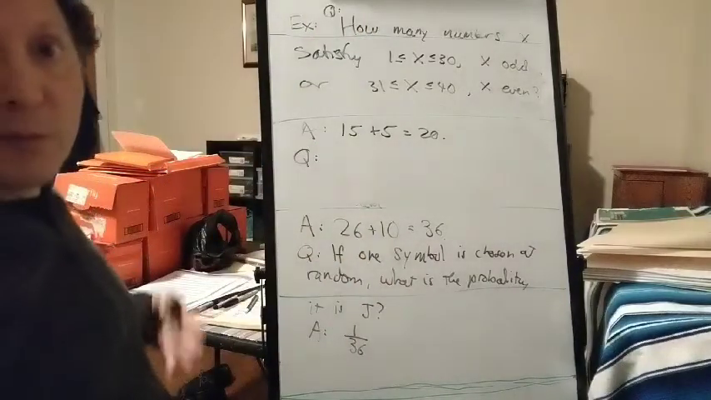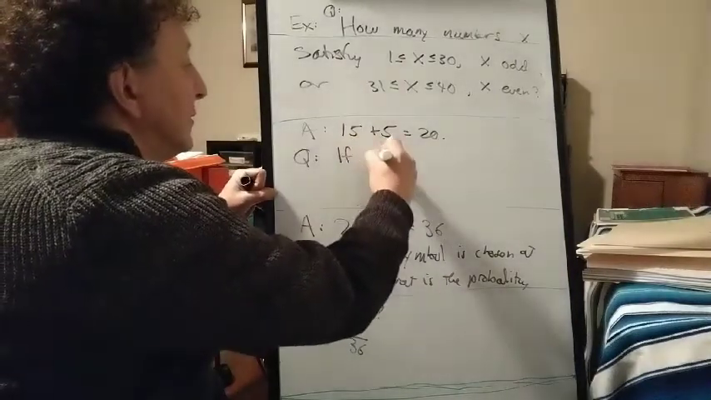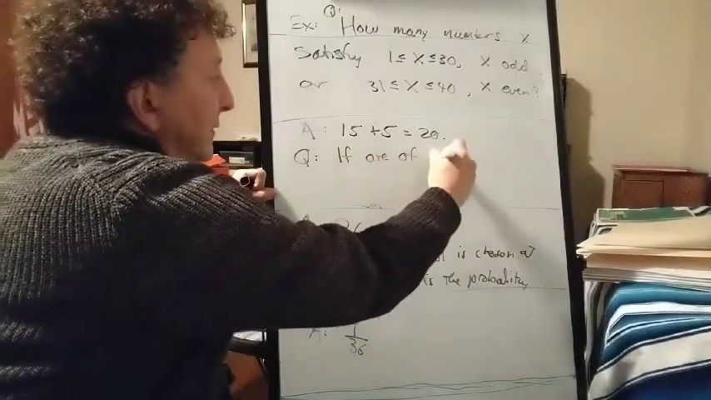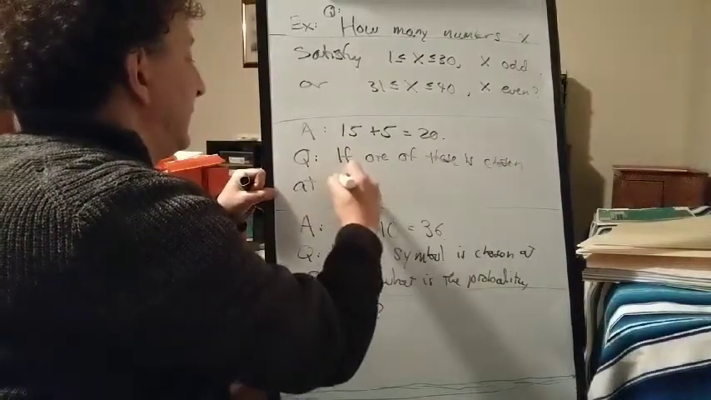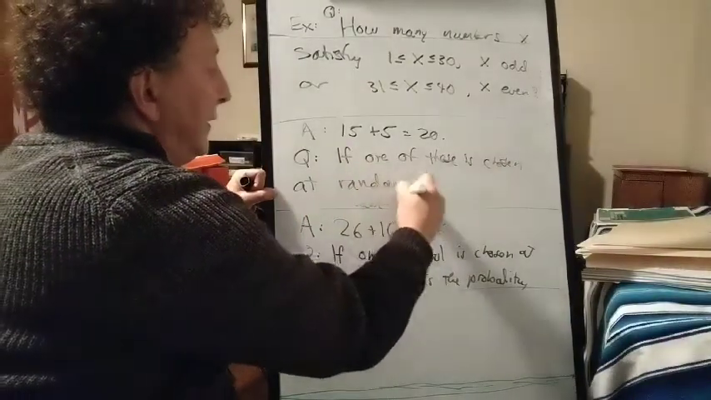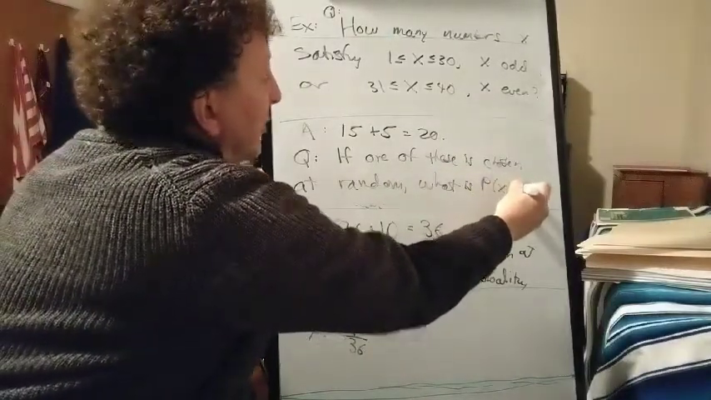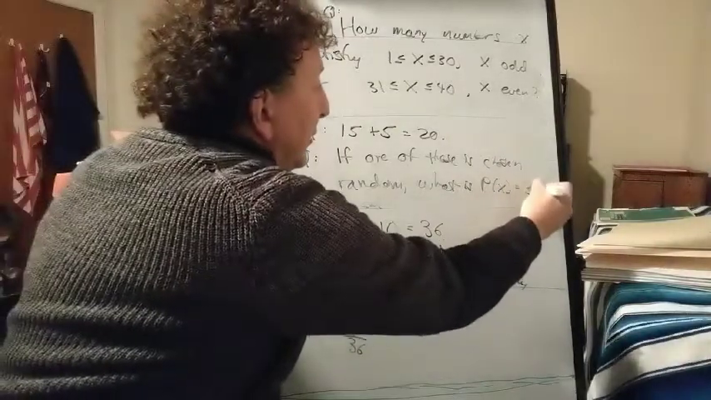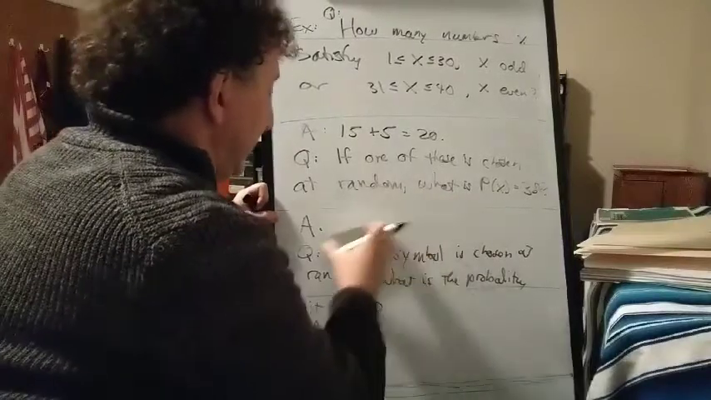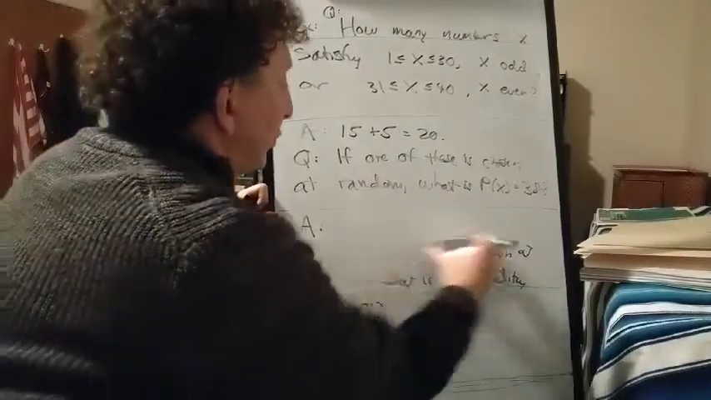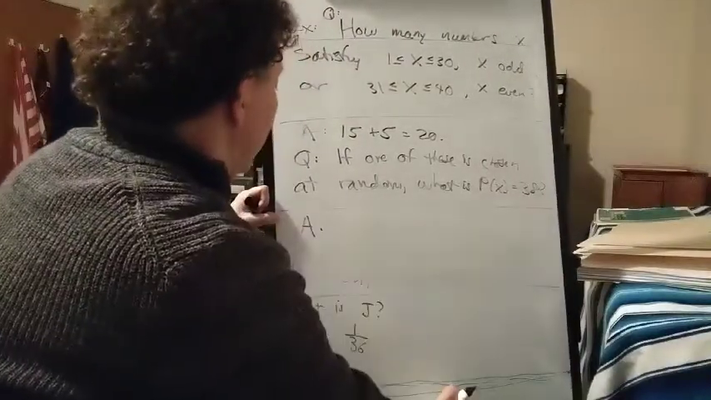And then we have the related probability question, of course. If one of these is chosen at random, then what is the probability that x equals, say, 38? And the answer is that there's 20 of those numbers, so 1 over 20.